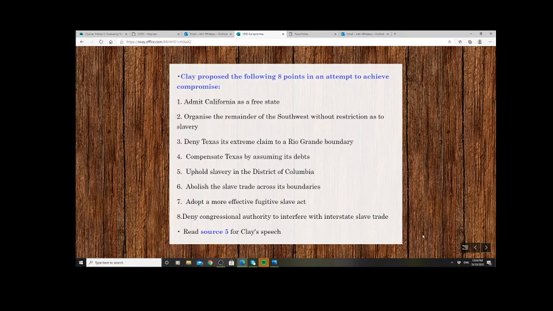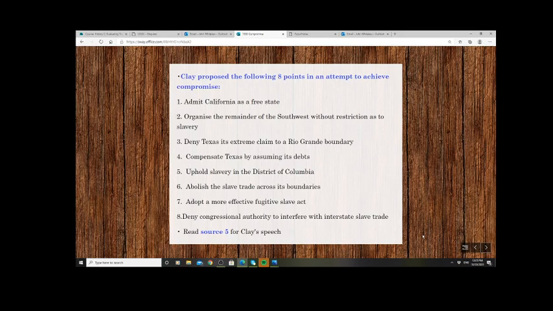California, Free State, pro-North. Organise the remainder of the Southwest without restriction to slavery. That seems pro-South. There's a potential for slavery in maybe parts of what is Utah, Arizona nowadays. Number 3, deny Texas its extreme claim to a Rio Grande boundary, i.e. give New Mexico the territory that it believes is theirs, and this would make Texas smaller. That's pro-northern, if you like. But compensate Texas by assuming its debts. Texas was about $10 million in debt to the federal government over the period when it becomes a state. So, pro-South. Uphold slavery in the District of Columbia.